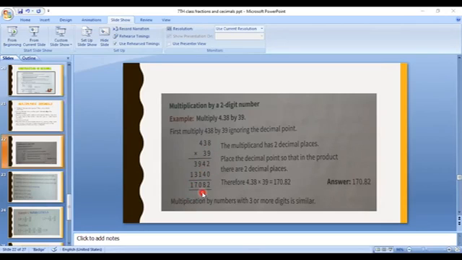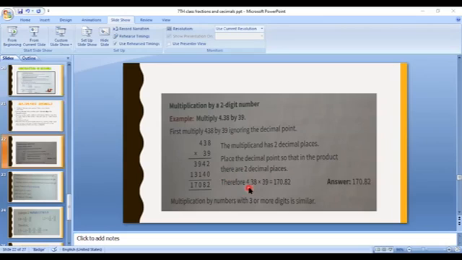Now how should you place the point? The multiplicand has 2 decimal places. Place the decimal point so that the product has 2 decimal places. If you see here, after the point there are 2 digits: 8 is 1 digit and 3 is 1 digit. So there are 2 decimal places.